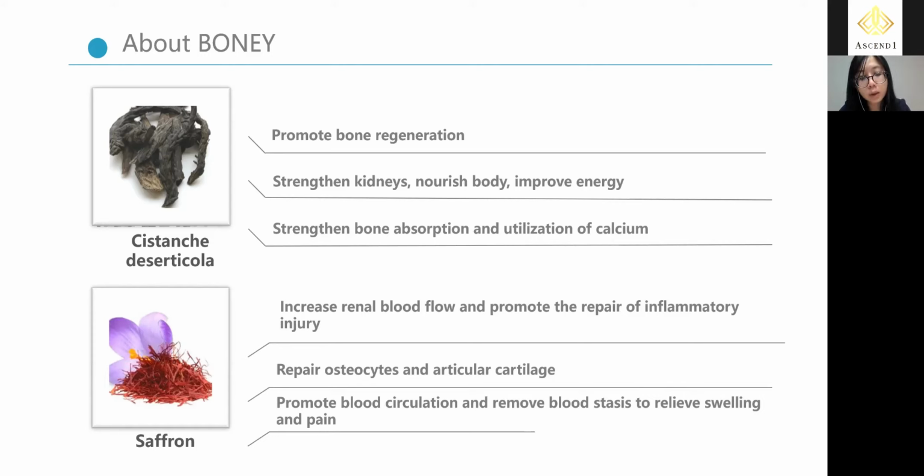And the last main ingredient is the saffron. Saffron is a flower which, after processing and drying, looks like a red flower. It can keep our renal capillaries dilated, increase renal blood flow, and promote the repair of inflammatory damage. It is a good medicine for invigorating the blood and qi, promoting blood circulation and removing blood stasis. It can improve symptoms such as sprains, fractures, and early femoral head necrosis as well. So these are the main functions and benefits of the 4 ingredients in Boney.